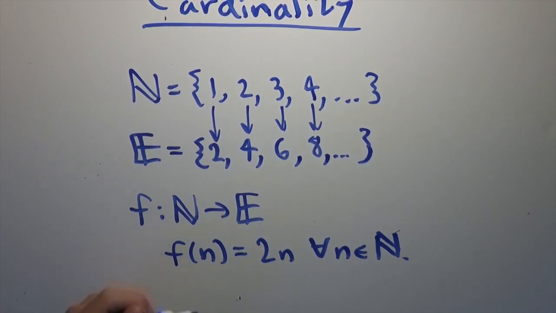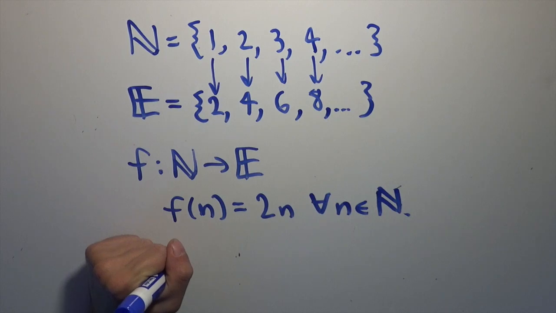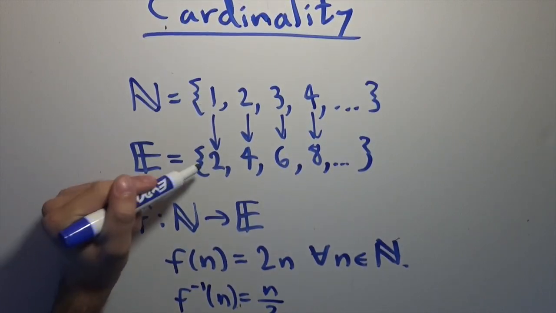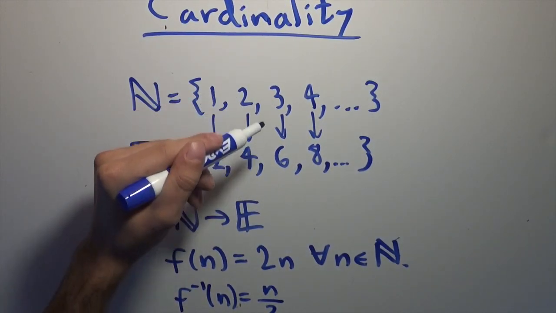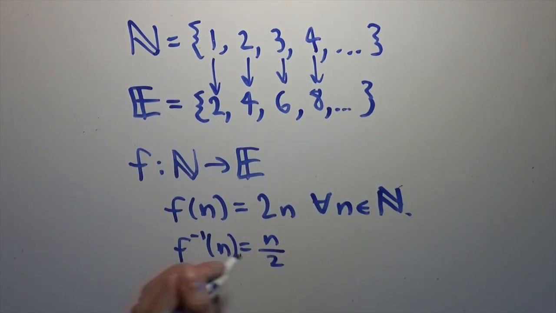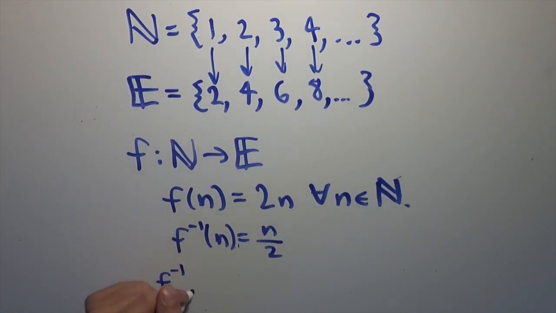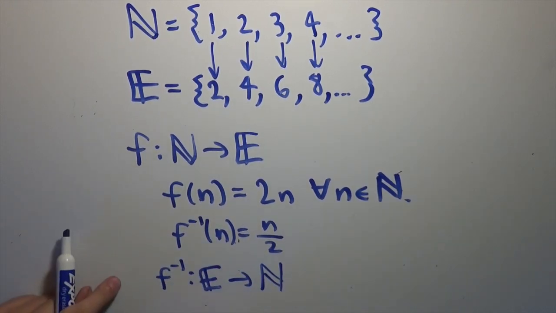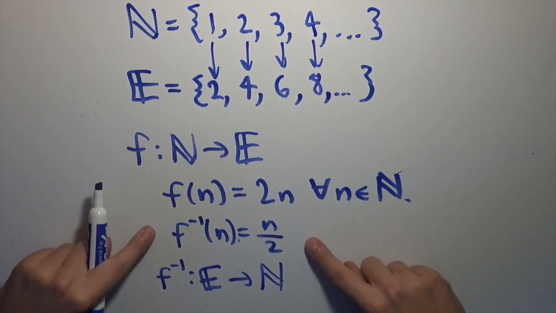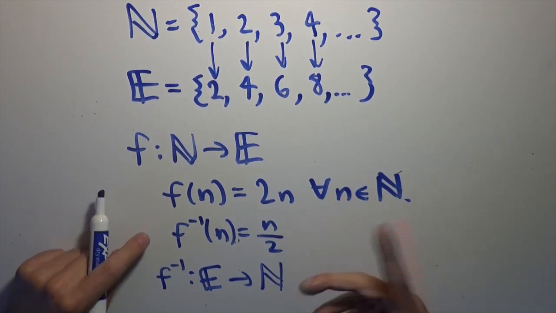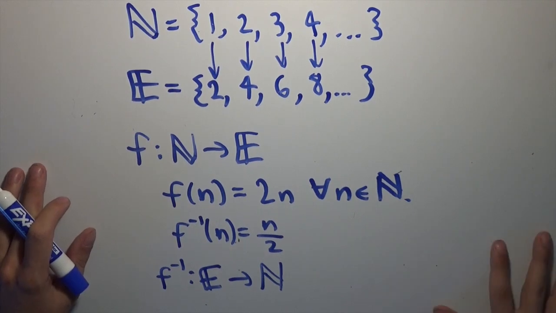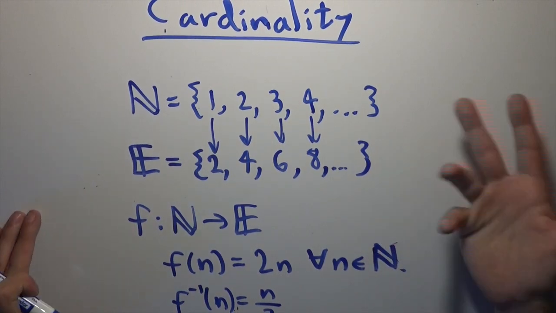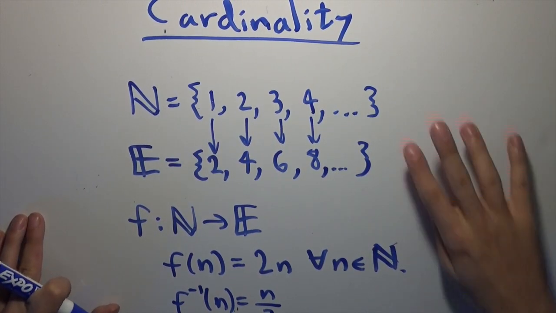We could, of course, go in the opposite direction, because every bijection has a well-defined inverse. We can do the inverse as simply n over 2, in which case 2 would go to 1, 4 would go to 2, 6 would go to 3, 8 would go to 4, and this would be the inverse function from E to N. The inverse goes in the opposite direction, so we just invert the equation. The opposite of multiplying by 2 is dividing by 2. Either way, it's a bijection, and it works just fine as an example to show that there are the same number of even numbers as there are natural numbers.